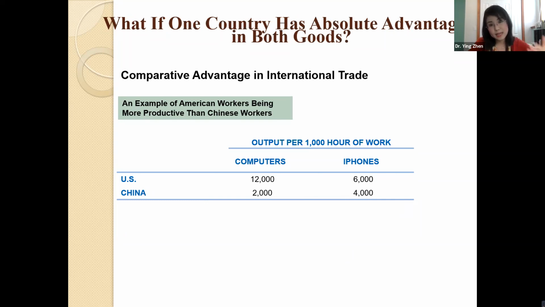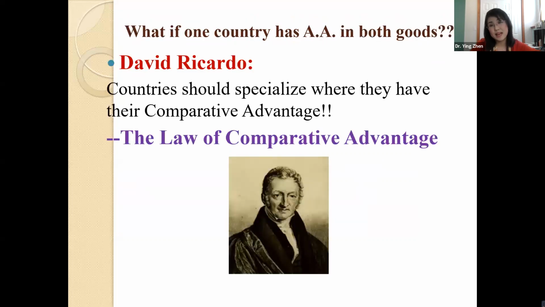Therefore, we can directly tell US has an absolute advantage in producing computers. And at the same time, US has an absolute advantage in producing iPhones, because it produces more than China by using the same amount of resources, 1,000 hours of work.